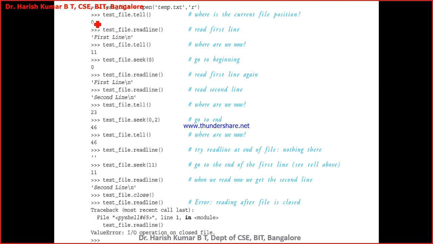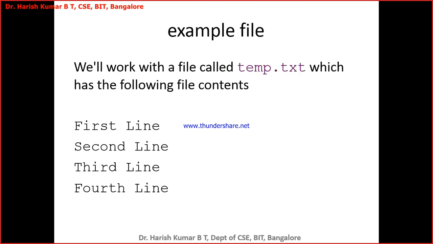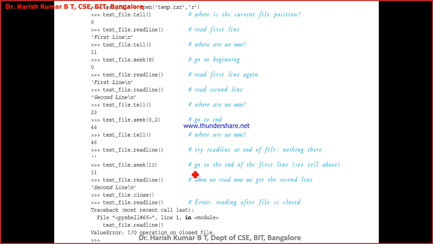Now what it is telling is the read write pointer is right now positioned at the 0th byte. Next, I am interested in reading a line from the text file temp.txt. I'm invoking the execution of the readline. See, the first line of my file, assuming these are my file contents, is printed.